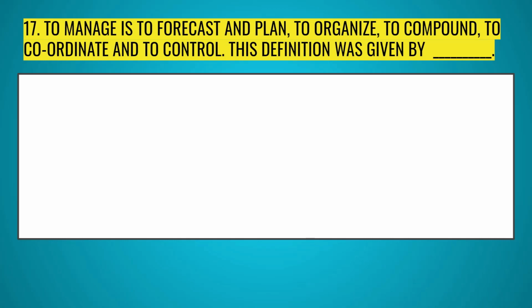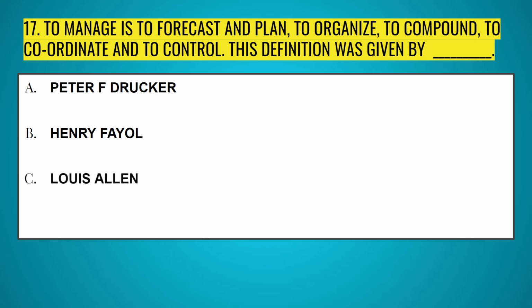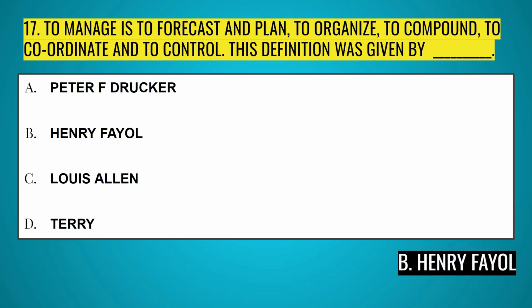17. To manage is to forecast and plan, to organize, to command, to coordinate, and to control. This definition was given by A. Peter F. Drucker, B. Henry Fayol, C. Lewis Allen, D. Terry. The answer is option B. Henry Fayol.